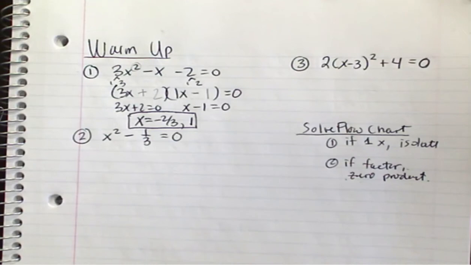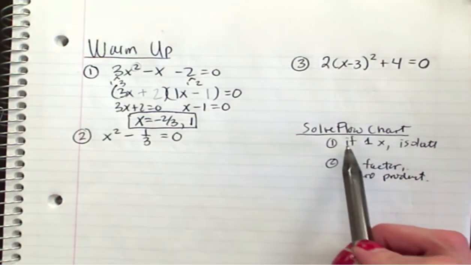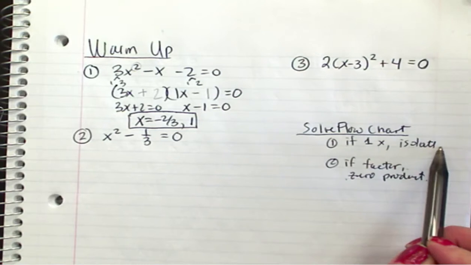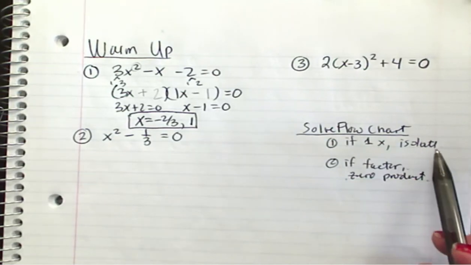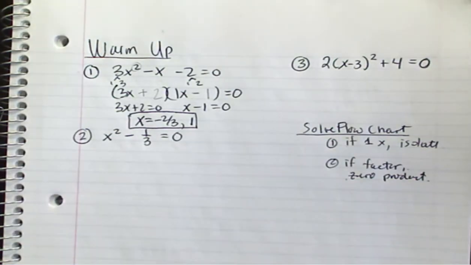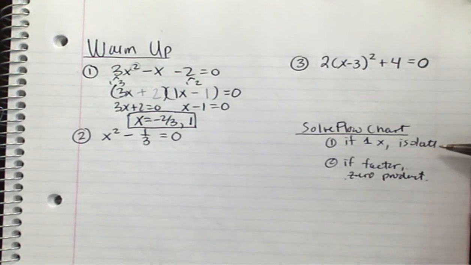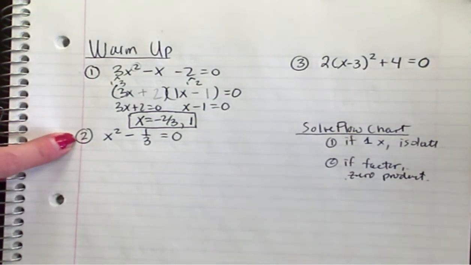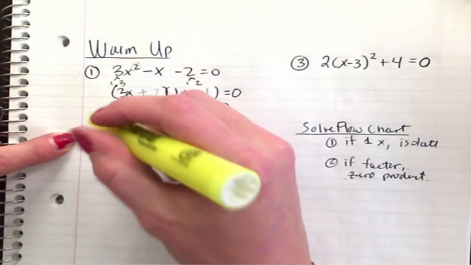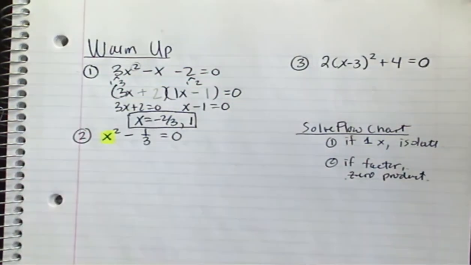Okay, number 2. Here's my flow chart. If there is one x, I should isolate it. It's number 1 because you do it first. You don't want to try factoring if you don't have to. This is in order of easiest to hardest methods. There's only one x, so I try to isolate it. So I'm just going to highlight the single x. That's the part I'm trying to get by itself.